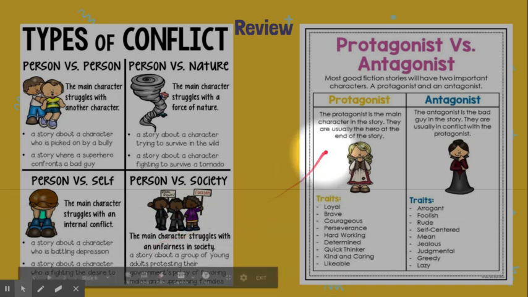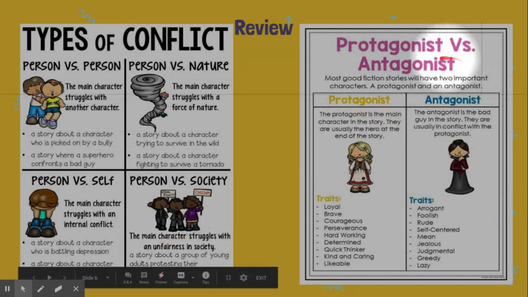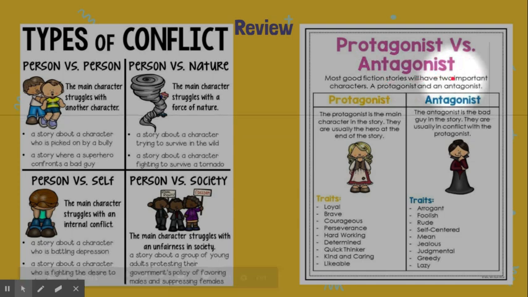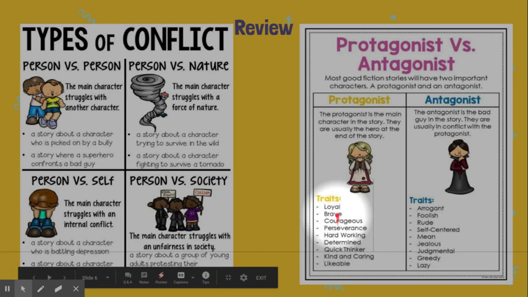And real quick, I wanted just to touch up on this right here, protagonist and antagonist. Most of you have heard of the terms, and most really good fiction stories will have two important characters, a protagonist and an antagonist. Really easy to identify, guys, if you just review these. The protagonist, think of the positive, pro, is the main character in the story, usually the hero at the end of the story. And these are some of the traits that character would have. They're loyal, brave, determined, kind, and caring, all the good things, right?